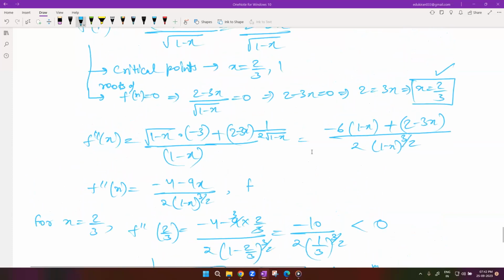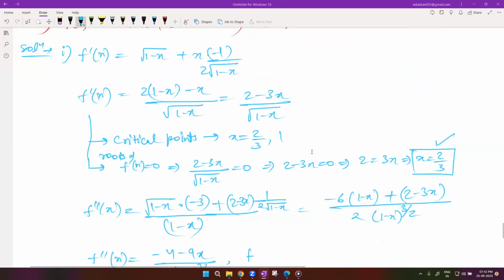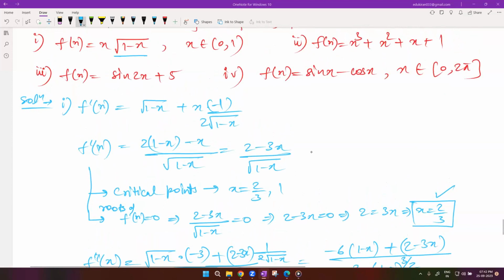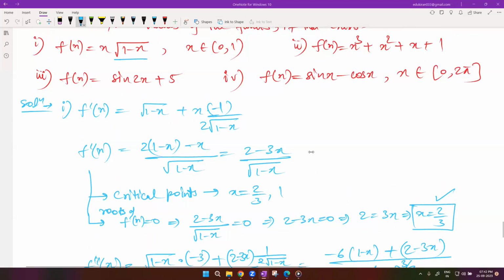Chavez has answered this question correctly, by the way. Please go on to the second question. Find out if there is a point of local maxima or minima. If yes, then find out that point and also find out the values at those points.